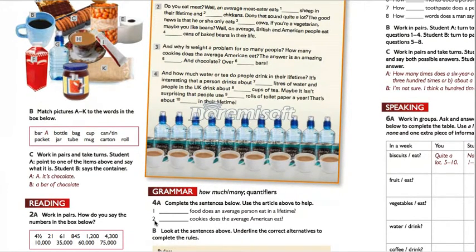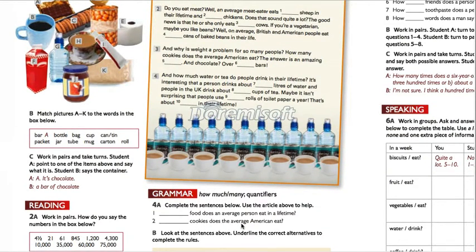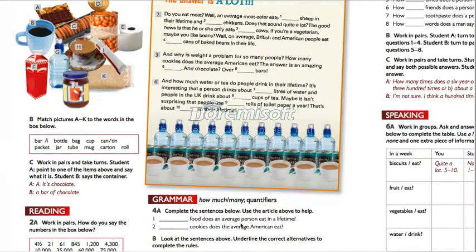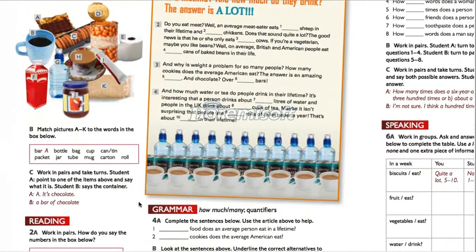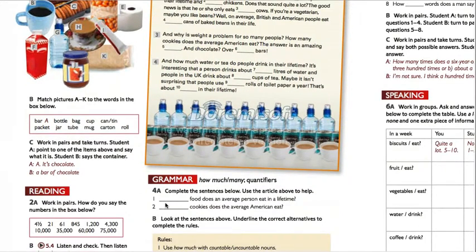Now the second task is for the learner to fill in the next blank. Blank cookies does the average American eat. So when the learner redirects themselves back to the article, they can see in paragraph 3, how many cookies does the average American eat? So we're prompting them to write how much in the first instance and how many in the second.